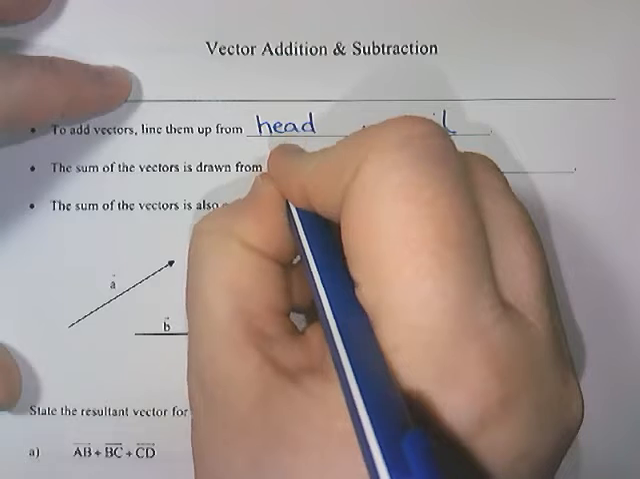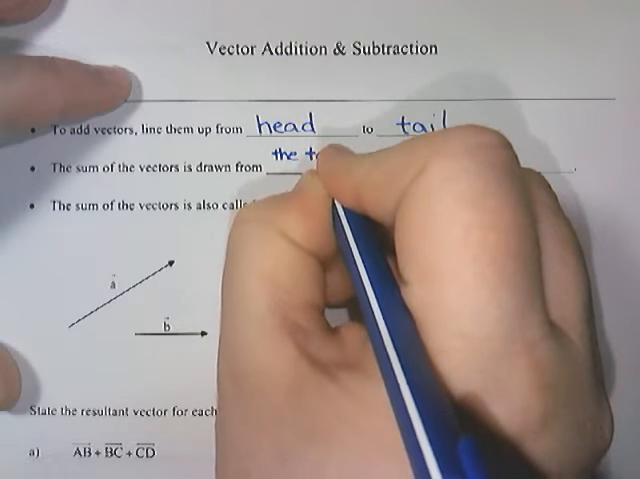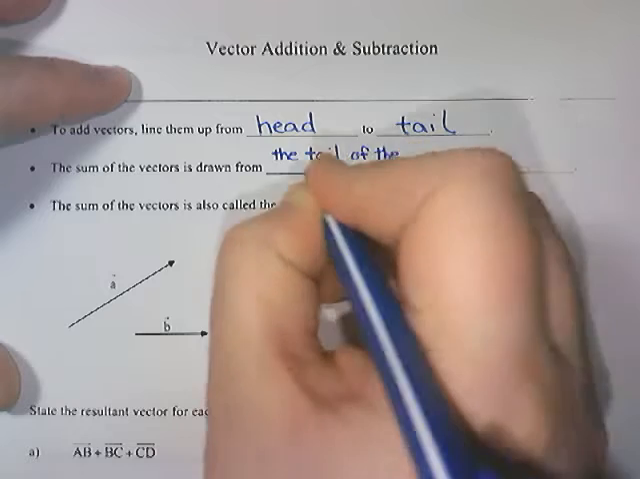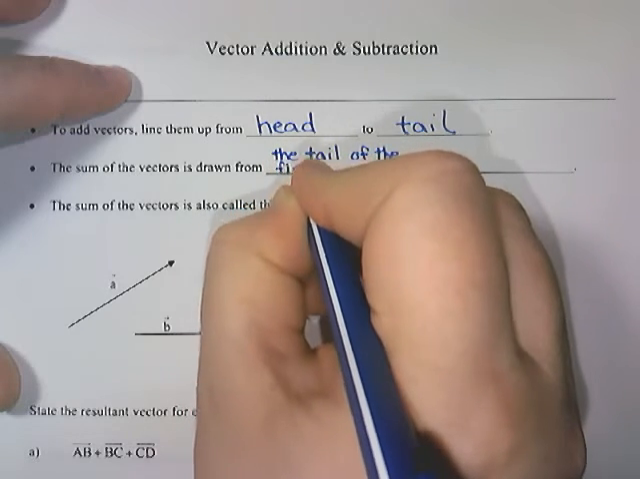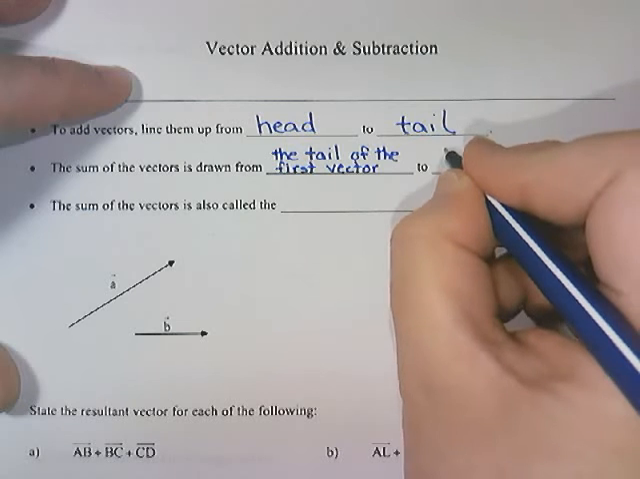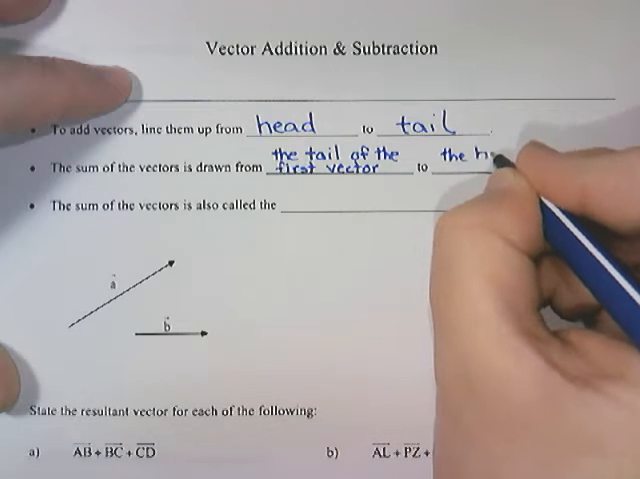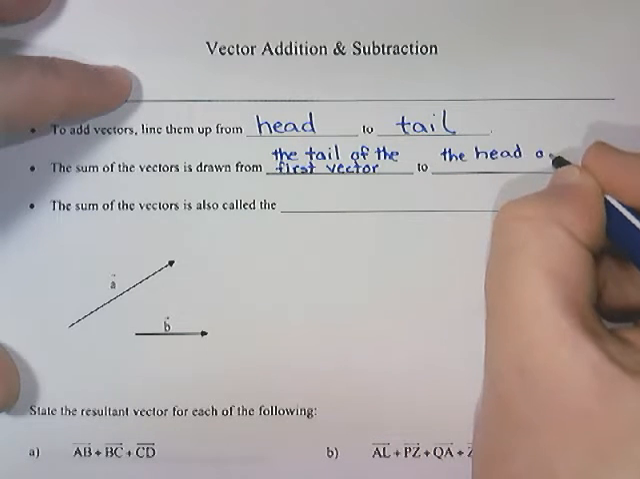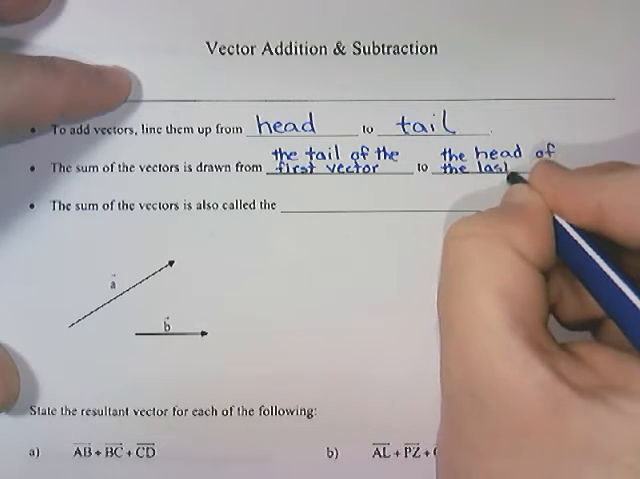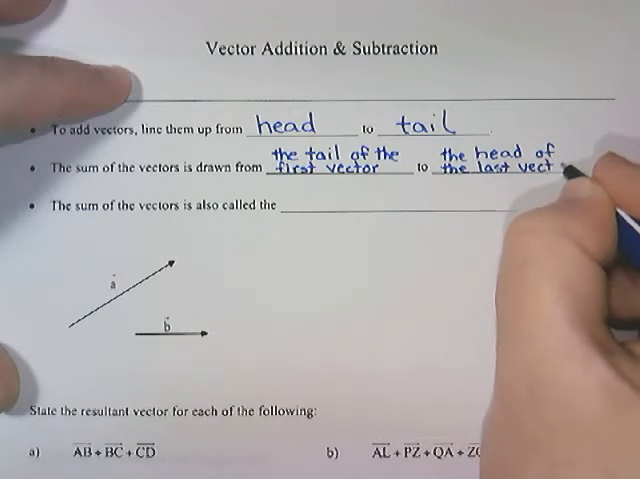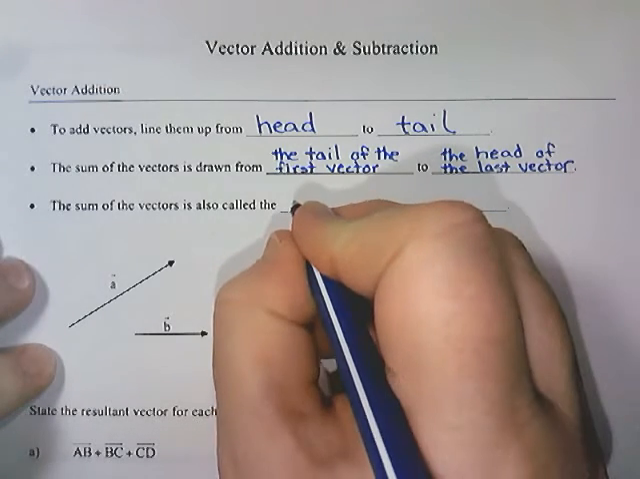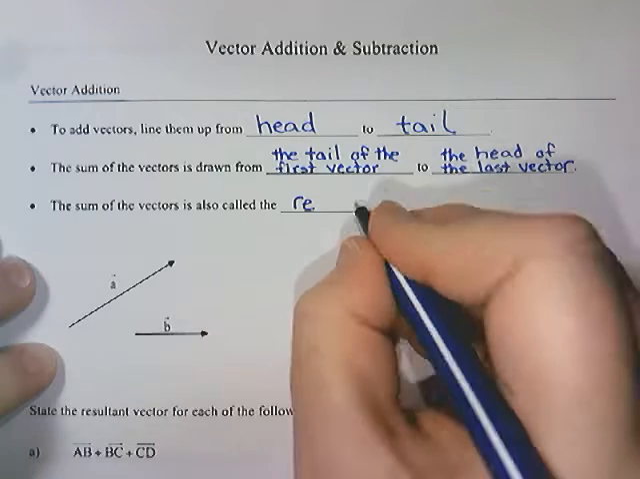So I'm going to say the tail of the first vector to the head of the last vector. And that has a name. It is called the resultant vector because it's the result.